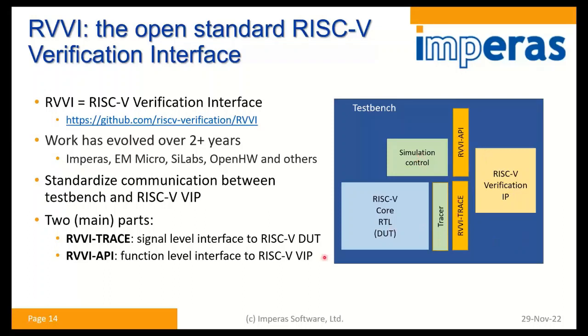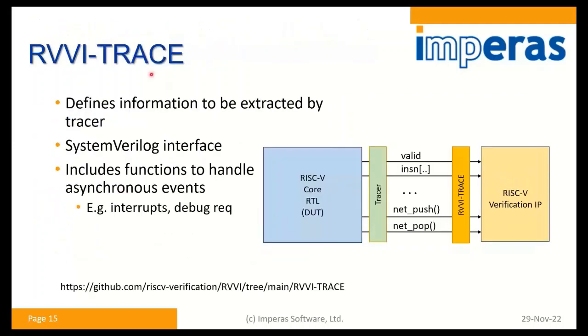So there's two main interfaces in here that have been defined. There's the RVVI Trace, which is from the core into the test bench, and it defines information that comes out of this, what we call the tracer.